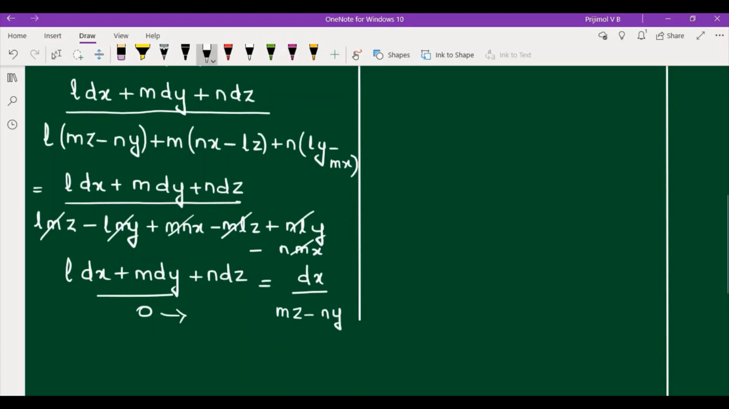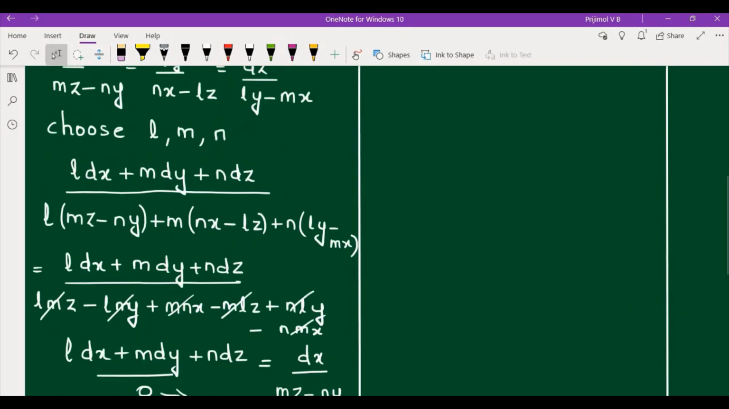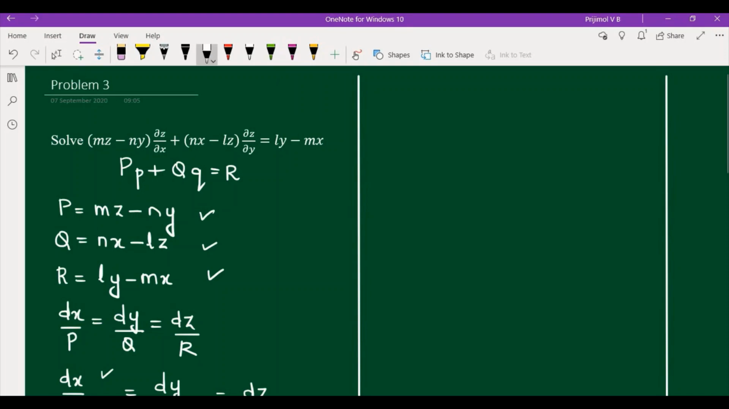Thus we get l dx plus m dy plus n dz equal to, the whole thing on the right hand side becomes 0. Now you can integrate this further. Because L, M, N are all constants, you can integrate this without any confusion: l dx plus m dy plus n dz equal to 0. L, M, N are constants.